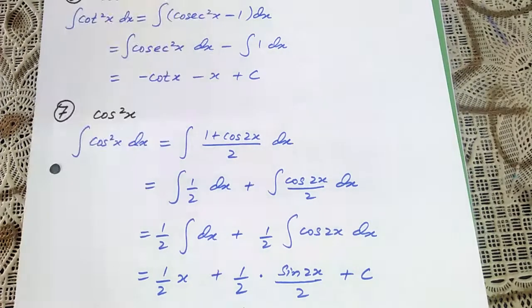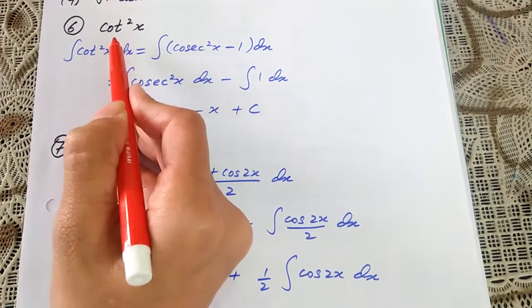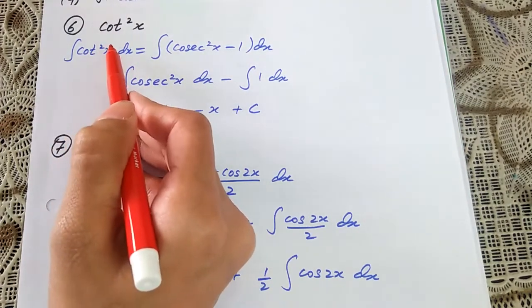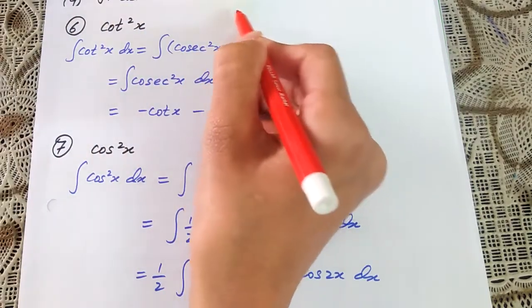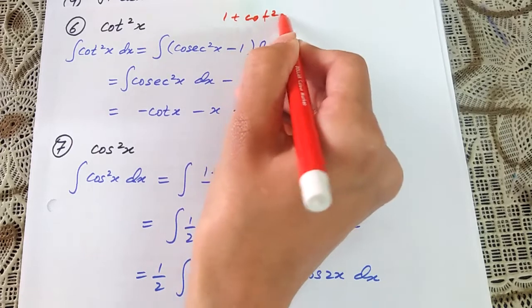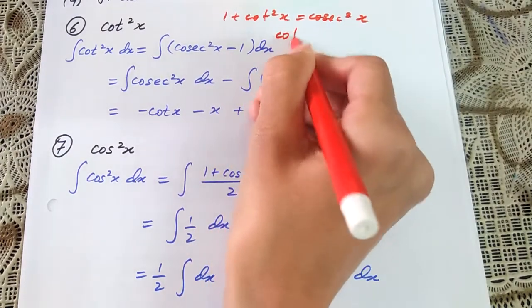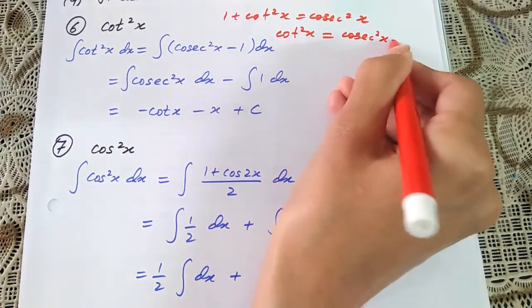Question number 6 now. Cot square of x. Again, cot square of x has no direct formula for the integration. So same, we will just split it using some identity. We know that 1 plus cot square of x is equal to cosecant square of x. So cot square of x will be equal to cosecant square of x minus 1.